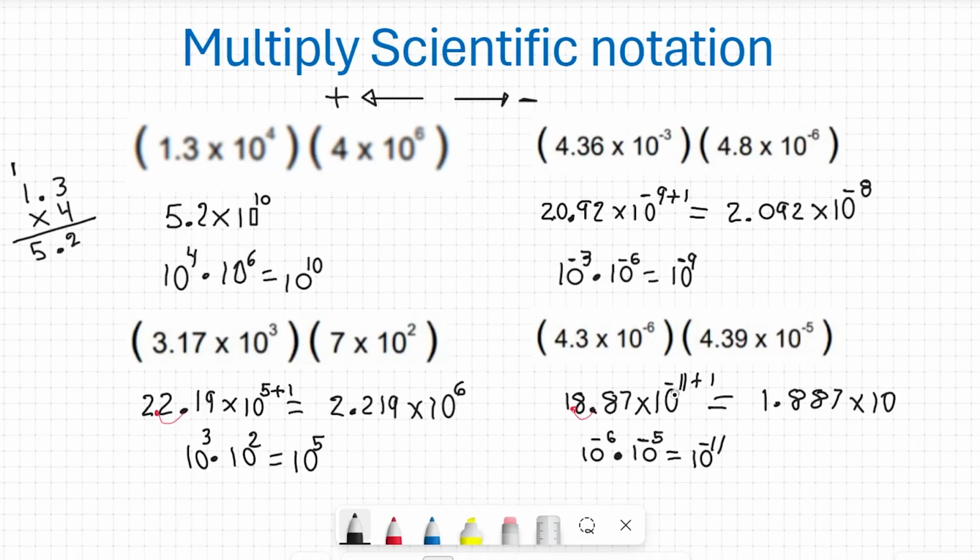Okay, so now they have different sign. Subtract, keep the sign of the biggest number. The biggest number is gonna be negative. So then the answer should be 10 to the negative 10 power. Okay, and this is how we're gonna get the answer in this case.